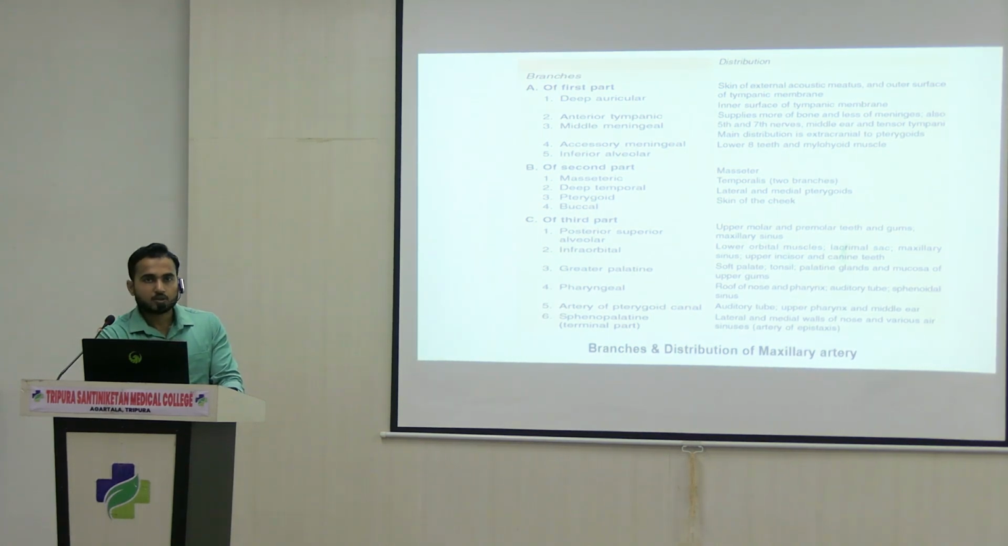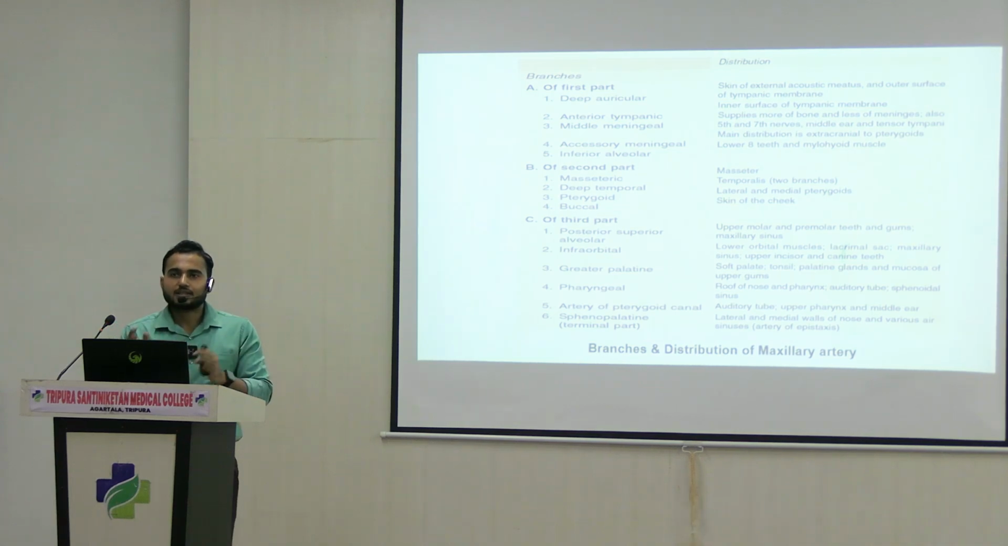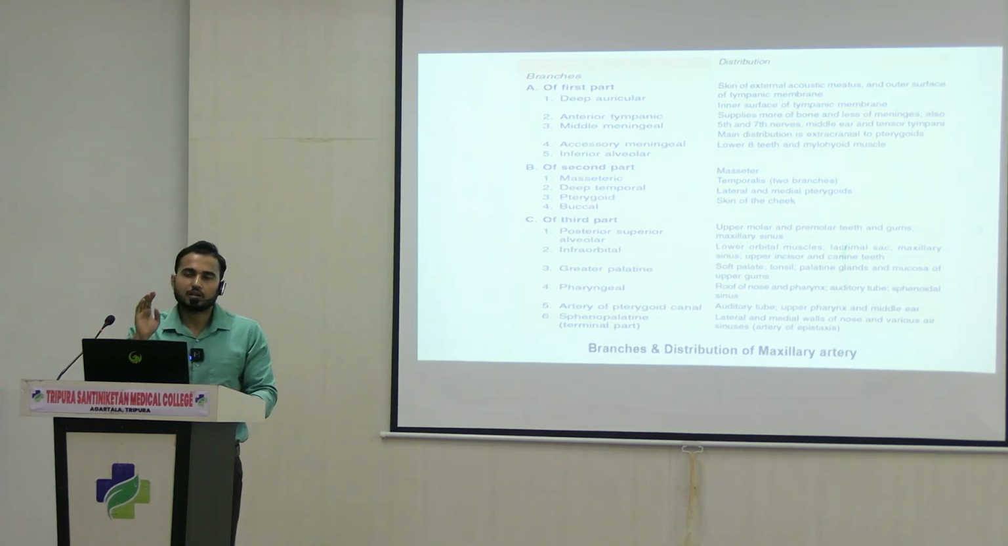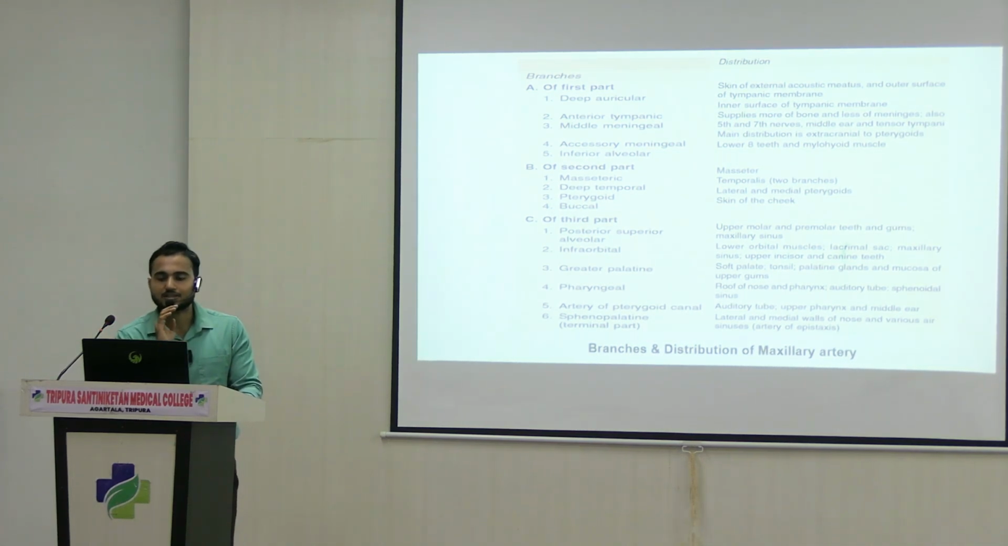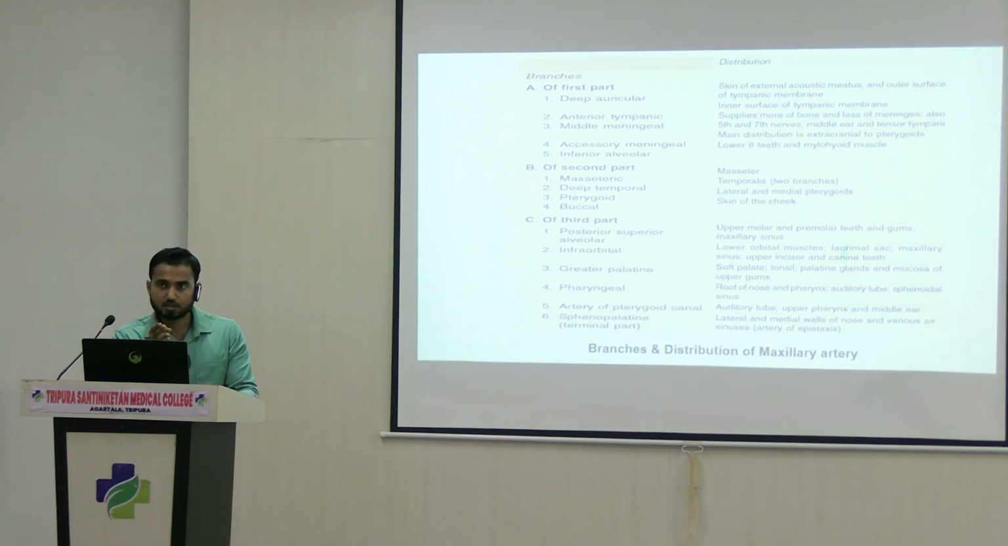So as a whole, if you see all the branches and the supply, the maxillary artery is supplying the external ear, middle ear cavity, upper jaw, lower jaw, lateral wall of the nose, muscles of mastication, and paranasal air sinuses. So these are the areas which are supplied by the branches of the maxillary artery.